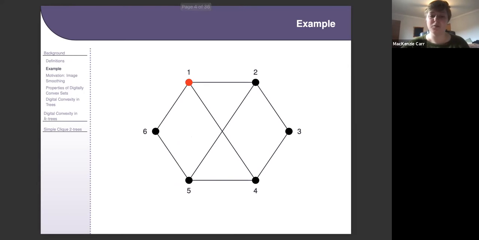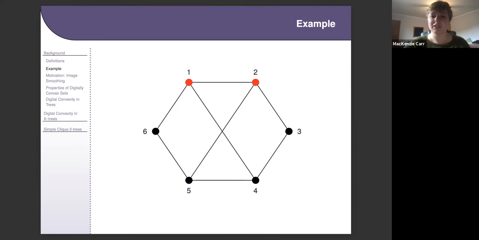we have one digitally convex set that's just the vertex 1 all on its own. So to see that this is a digitally convex set, we look at the vertices that are not in the neighborhood of this set. So in this case, those are the vertices 3 and 5, which I've highlighted here in blue. So those two vertices are the private neighbors of all of the other vertices. So the vertices 2, 4, and 6 have 3 and 5 as private neighbors, and then 3 and 5 are their own private neighbors. So that gives one digitally convex set in this graph.